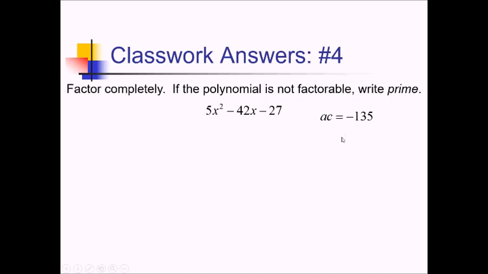So there's 1 and 135, not even close. Does 3 go into this? I believe it does, 3 and 45. So if I had a positive 3 and a negative 45, that would add up to negative 42. So let me split this up then into plus 3x minus 45x. And then I'll factor by grouping since I have 4 terms. I'll take an x out of the first 2, leaving me with 5x plus 3.